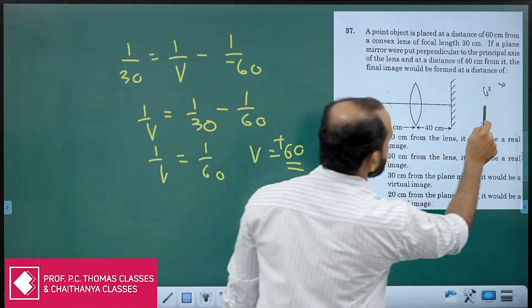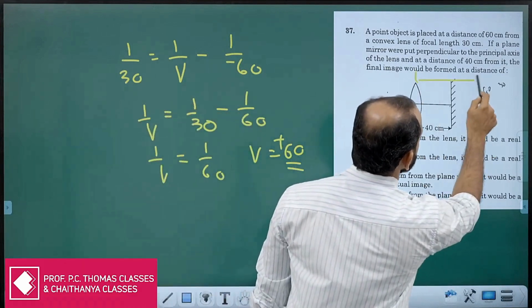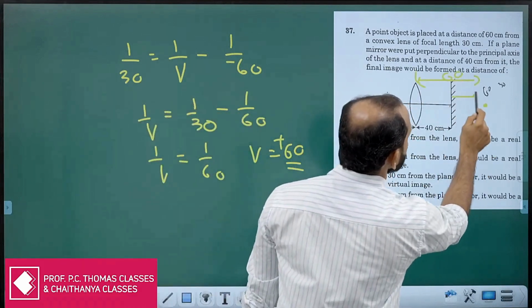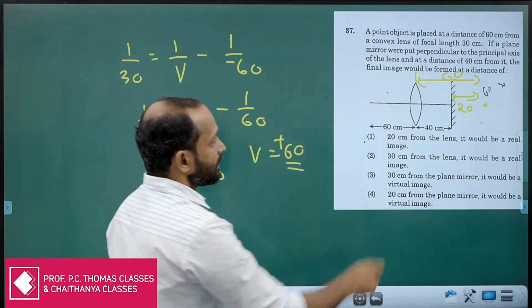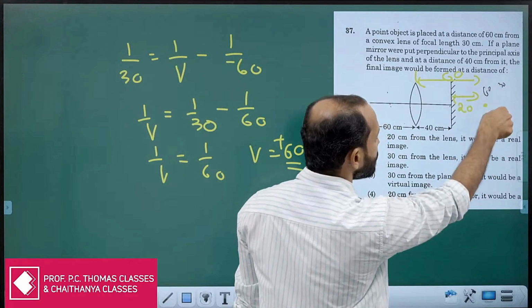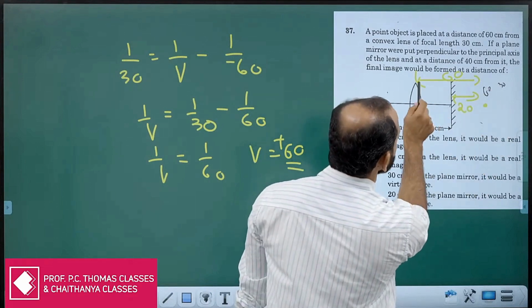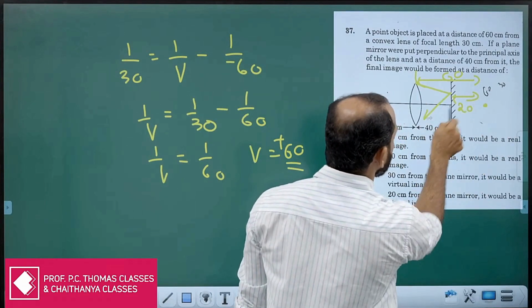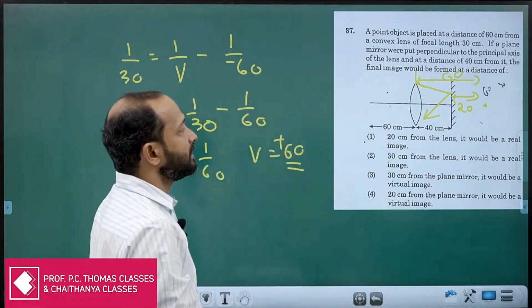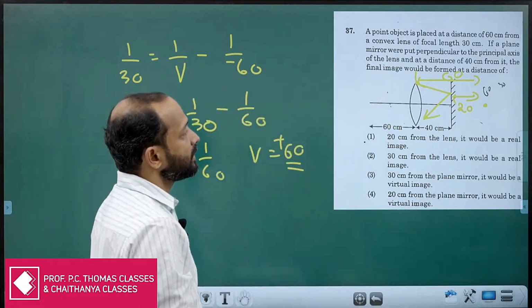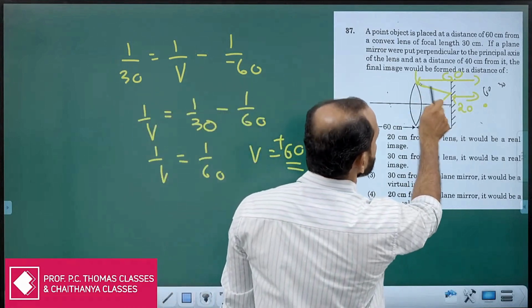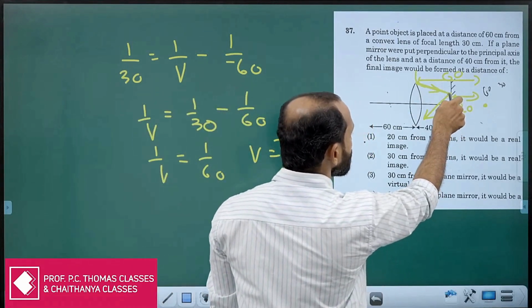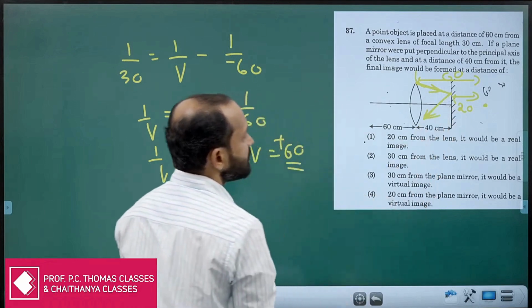That means the image will be formed here, and this distance is 60, that is 20 centimeter beyond the mirror. A virtual object is formed beyond that. Here the light rays get reflected back, and the light rays after reflection will meet really. That's why a real image will be formed.